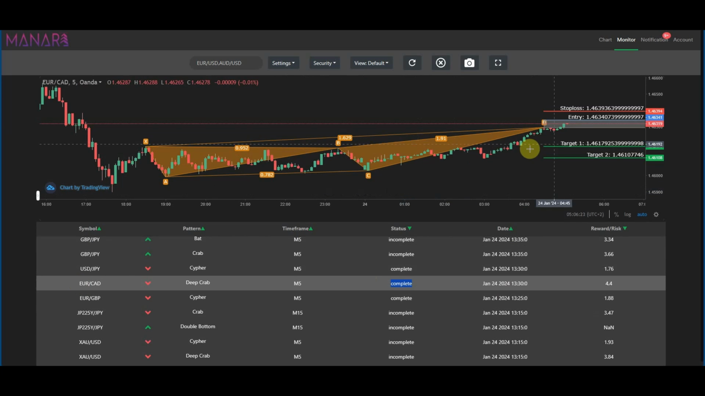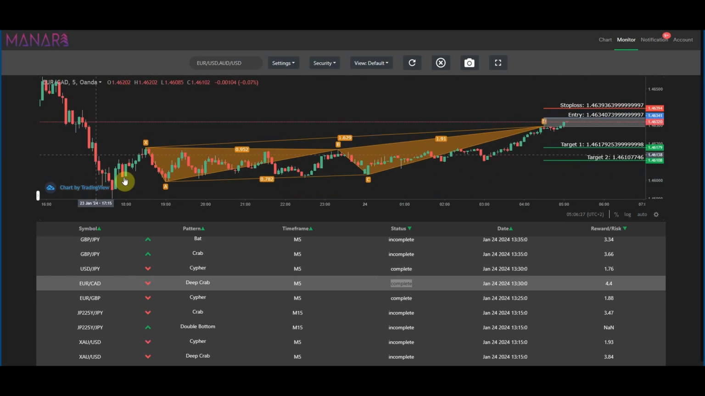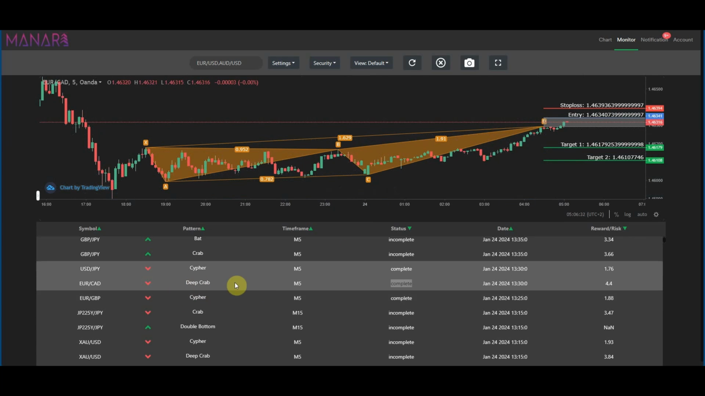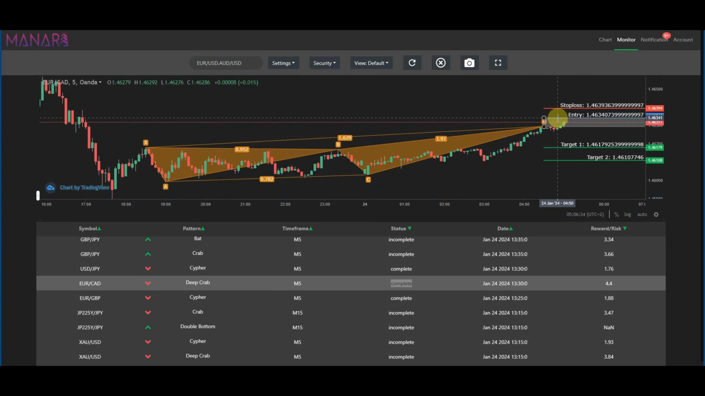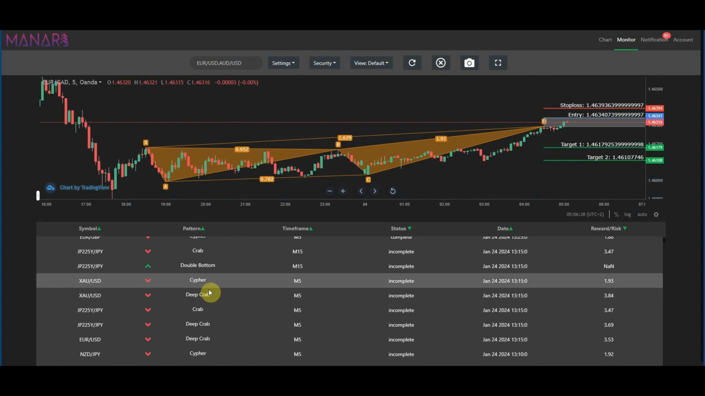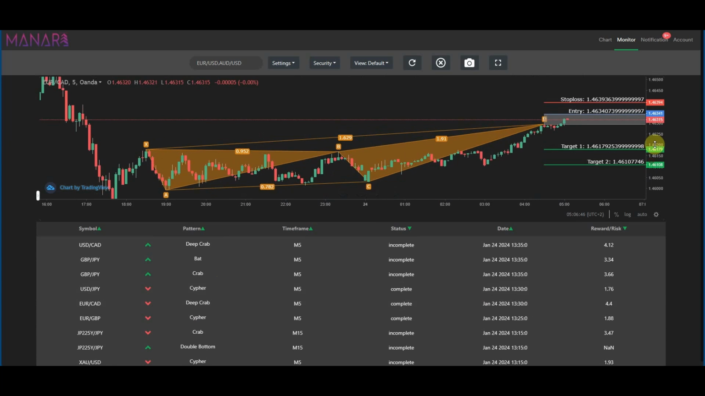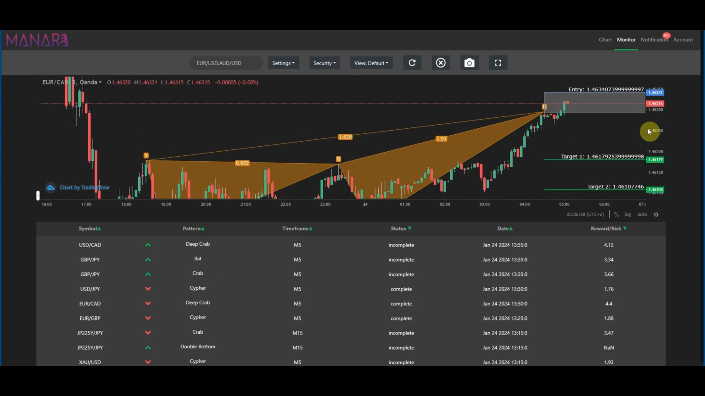So this is the Euro CAD. I'm just going to have a look at what has set up. So we've got the A, B, C, and D. It's a deep crab, but this one is complete. So you can see what we looked at earlier was an incomplete crab. Just going to find that. Here we go. Deep crab, 5 minute, and 4.4 risk reward. So we're going to zoom in, see what's going on.